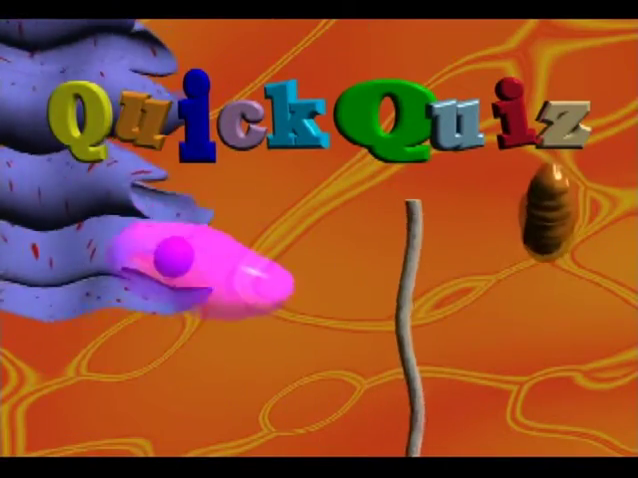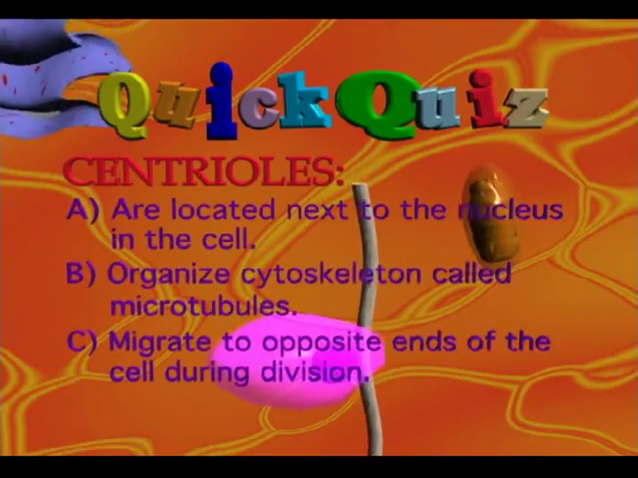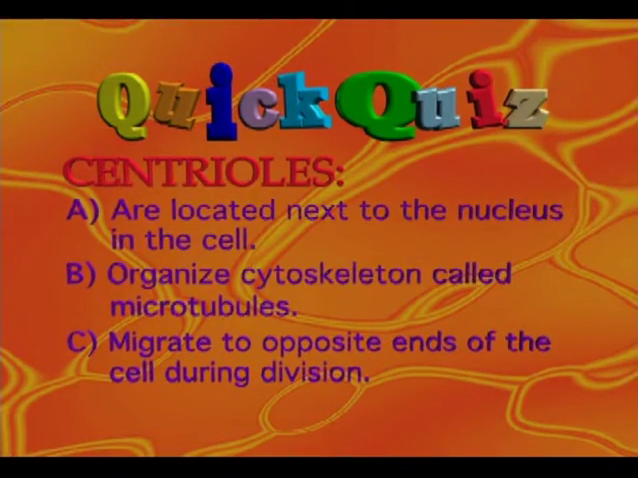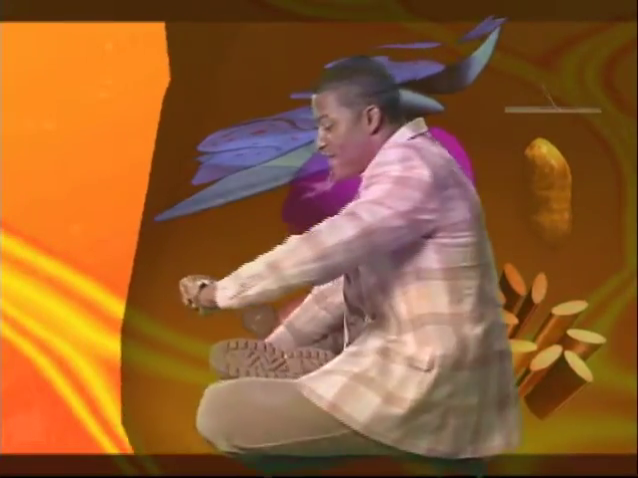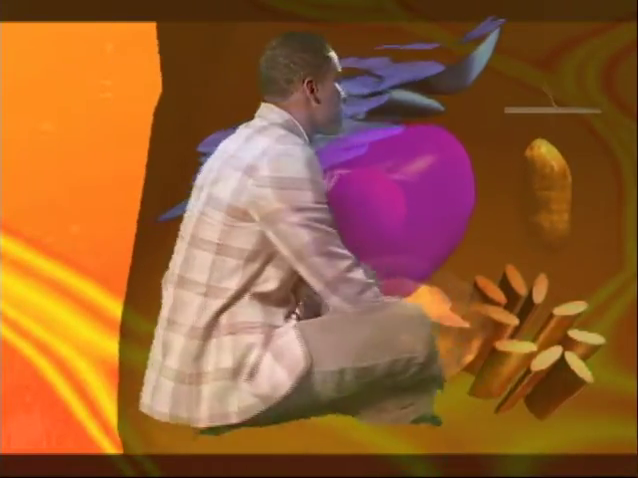Here's Quick Quiz. Before we meet the nucleus, let's do one last quick question. Okay, the final question is, centrioles: A, are located next to the nucleus in the cell; B, organize cytoskeleton called microtubules; or C, migrate to opposite ends of the cell during division. Take a second to think about it. You think you got an answer? In this case, all three answers are correct. How'd you guys do? Excellent. Well, that's all for me. So now let's go back to see how Ryan's gonna get out of this cell.